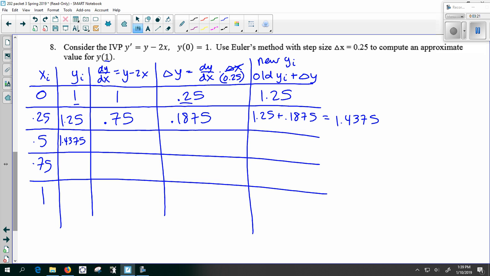y minus 2 times x. So that's 1.4375 minus 2 times a half, so that's 0.4375. Delta y is dy/dx times 0.25. So that comes out to 0.109375. That's this number times 1/4. And then my new y_i is my old y_i, the 1.4375, plus the delta y.